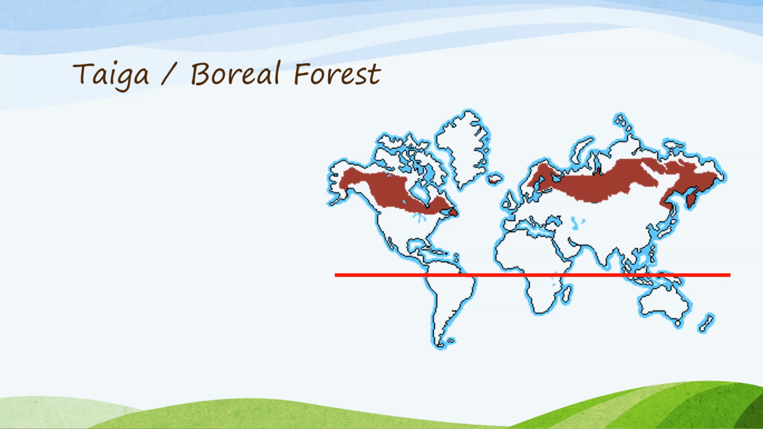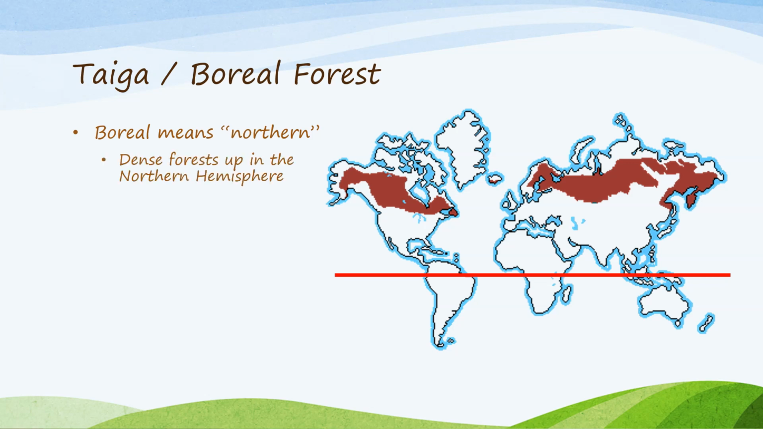So the red areas of the map show us where the boreal forests are. Notice how they're very far north, much further north of the equator. So boreal actually means northern. So we're talking about the northern areas of Earth where it gets really cold. So these are the dense forests up in the northern hemisphere.